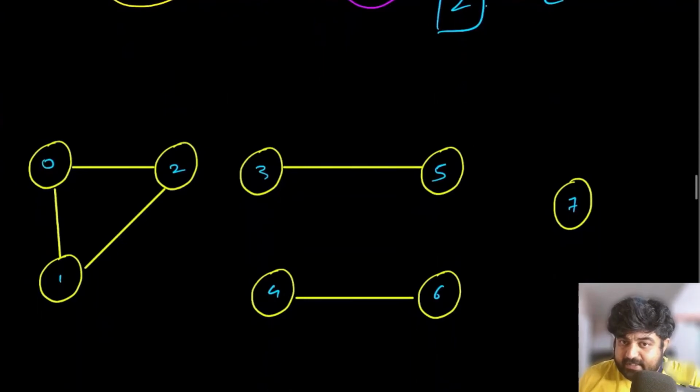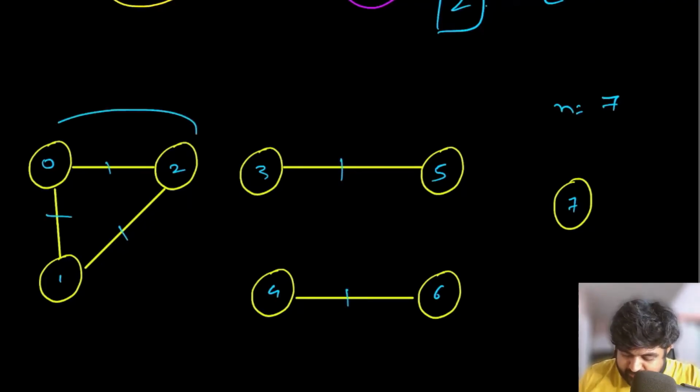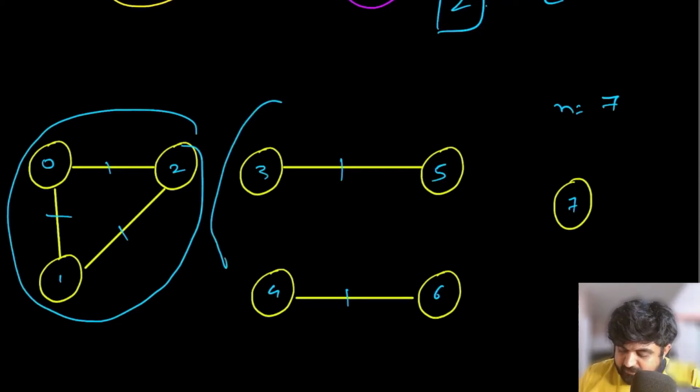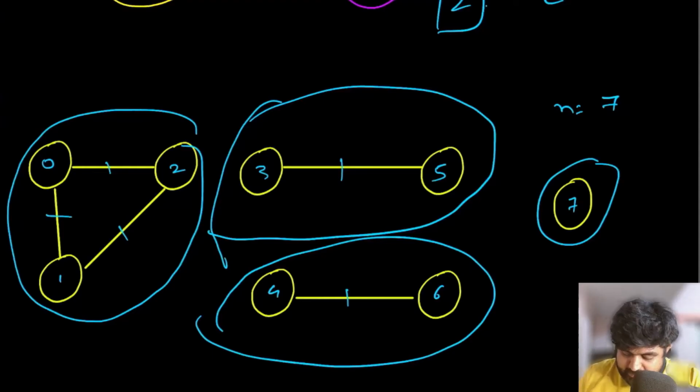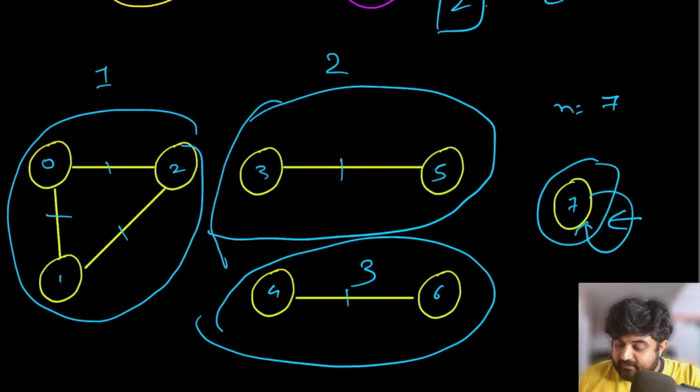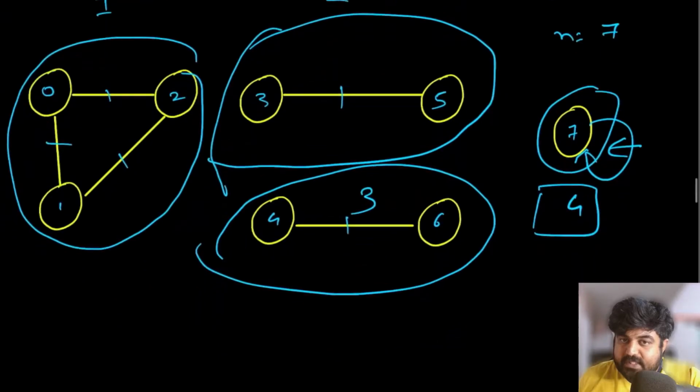Let's try to understand this with one more example. Suppose in this case, we are given n is equal to 7 and we are given all of these different edges. Now in this example, we can clearly see that there exist 4 different connected components, and those 4 components are these: this is the first one, this is the second one, this is the third one. And though this 7 is not connected with any other node, still this is a connected component in itself because it's connected with itself.